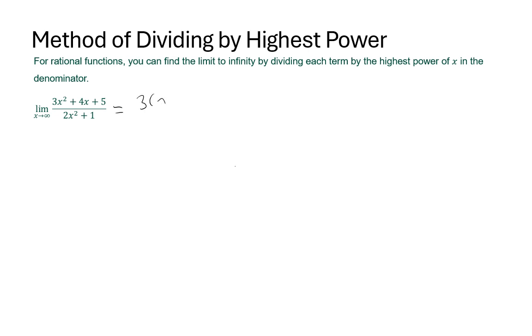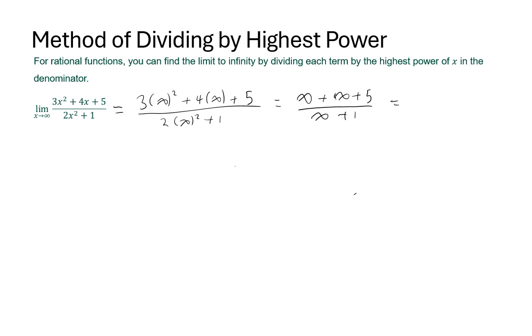This will be 3 times infinity squared plus 4 times infinity, a very large number, plus 5, over 2 infinity squared plus 1. This is just infinity because we are multiplying infinity by a number. A very large number plus a very large number is just a large number, and a very large number plus 1 is a very large number. So we have infinity divided by infinity, which is undefined.